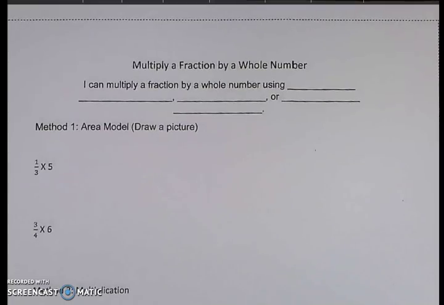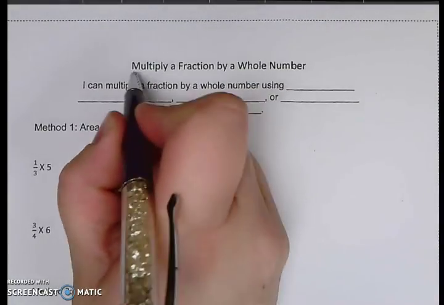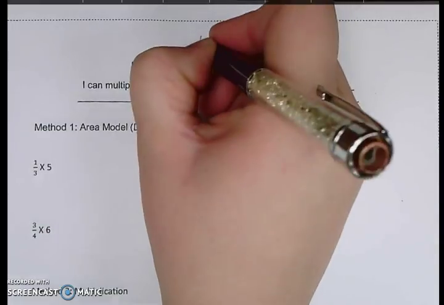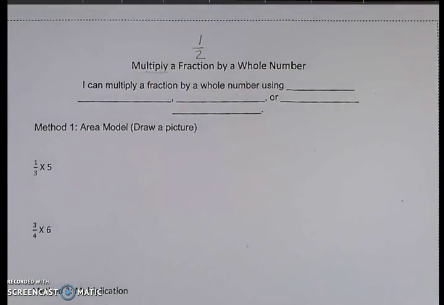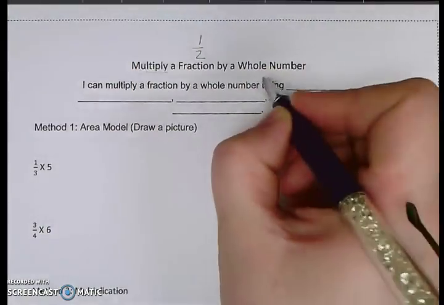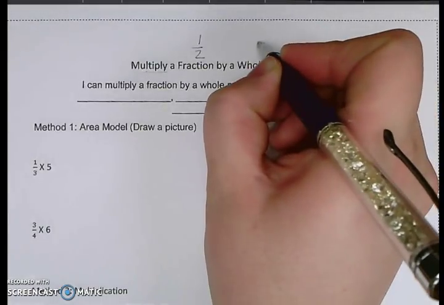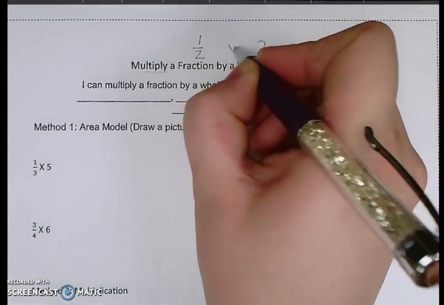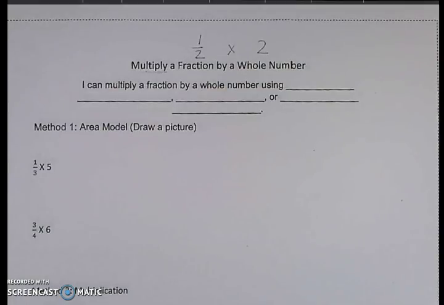Alright guys, in this lesson we're going to talk about multiplying a fraction, like a fraction like 1/2, times a whole number. So a whole number would be like 1 or 2 or 3 or 4, a whole number.